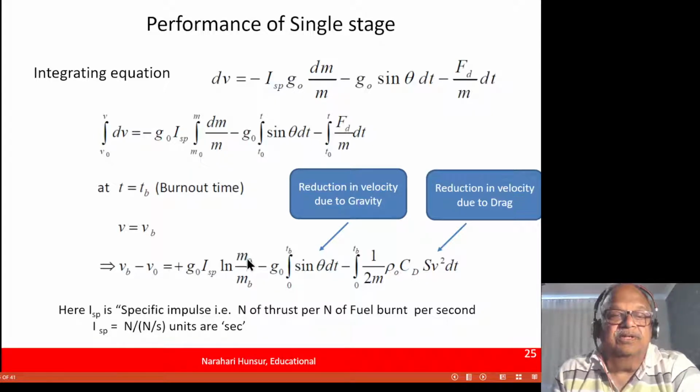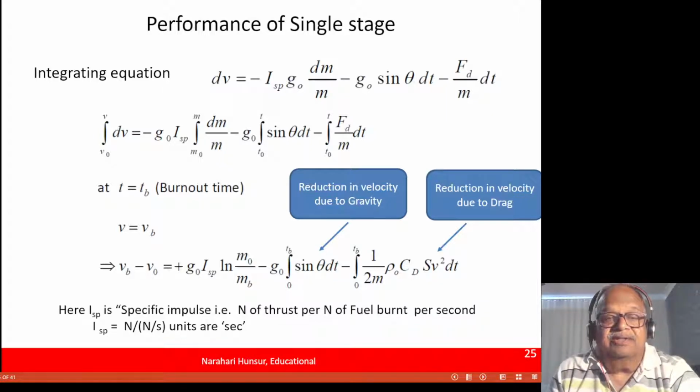Okay, m naught is the original mass, mb is burnt out mass. The rest I'm going to keep here. So this part I have indicated, g naught integral 0 to tb sine theta, is called gravitational loss, or the reduction in velocity due to gravity. After all, you are working against gravitation for this.